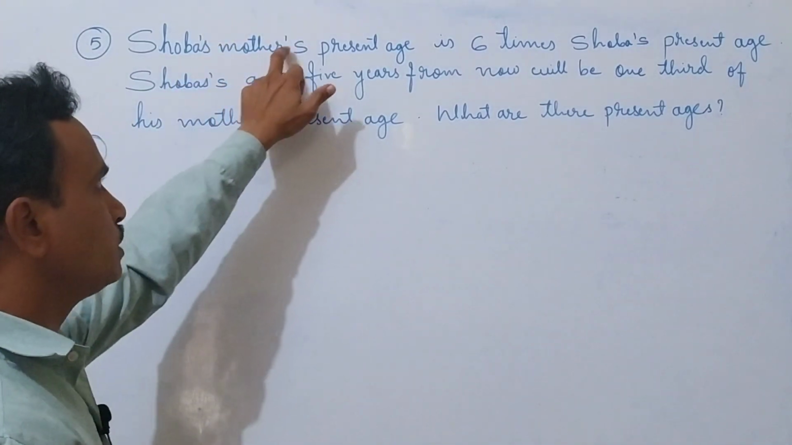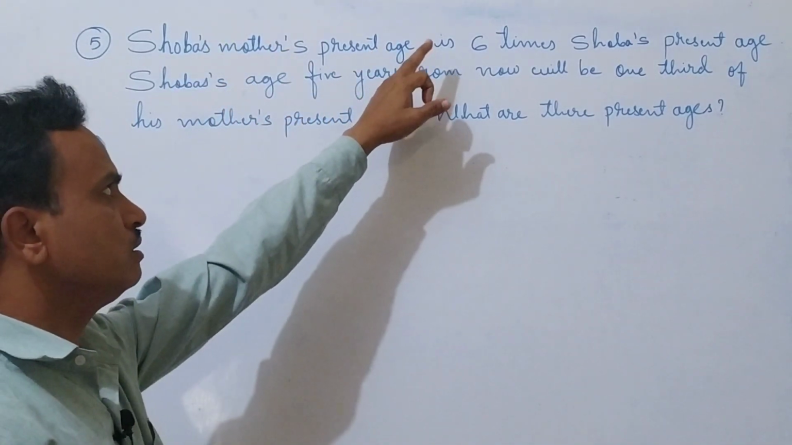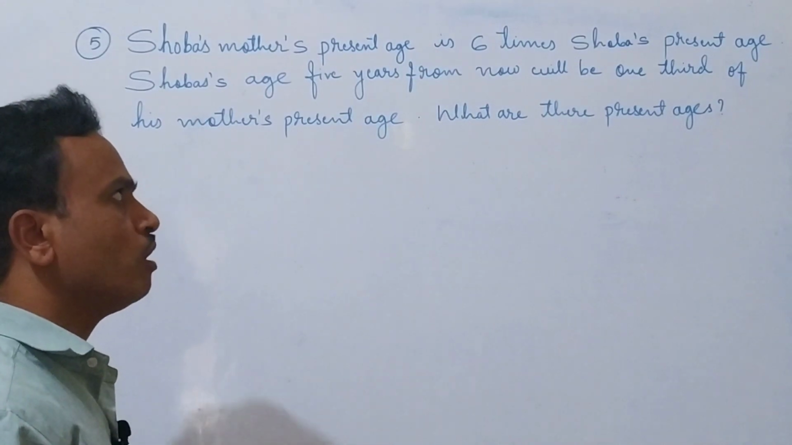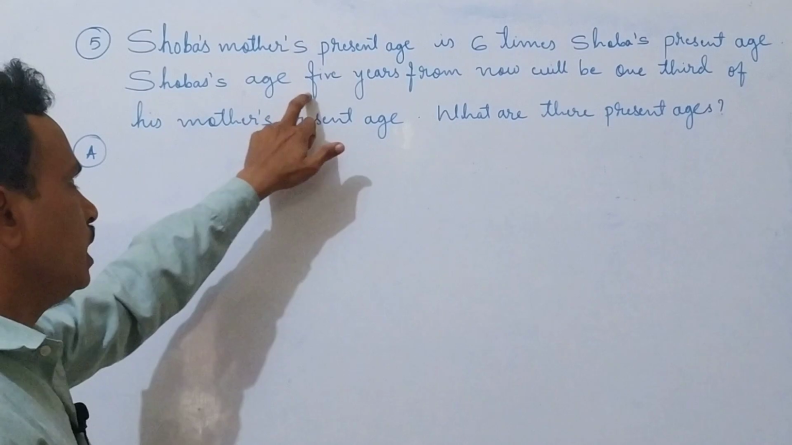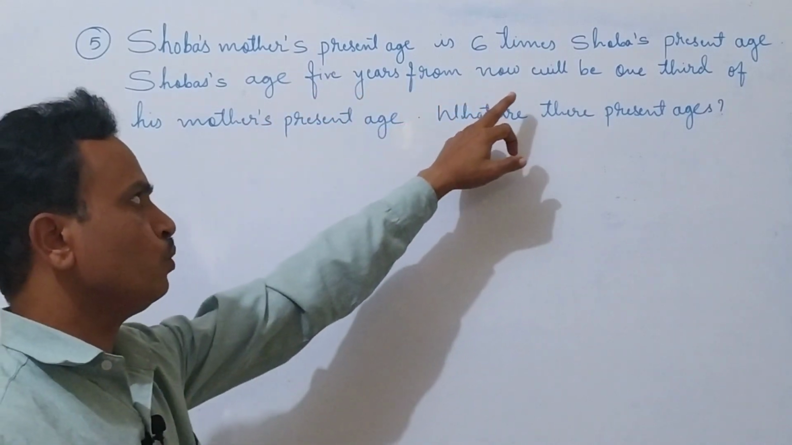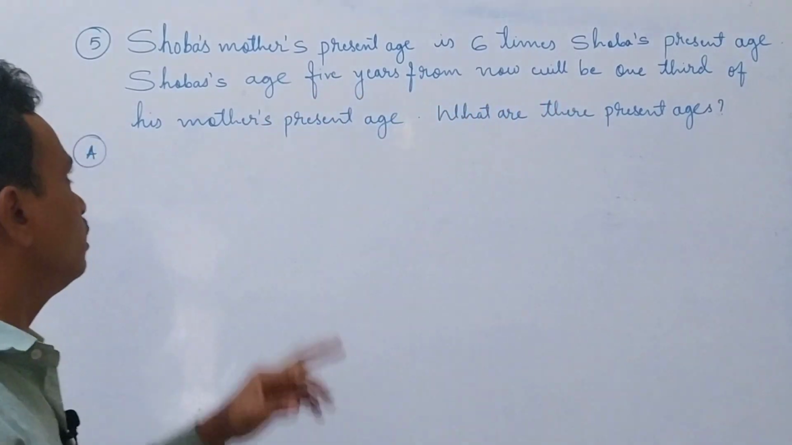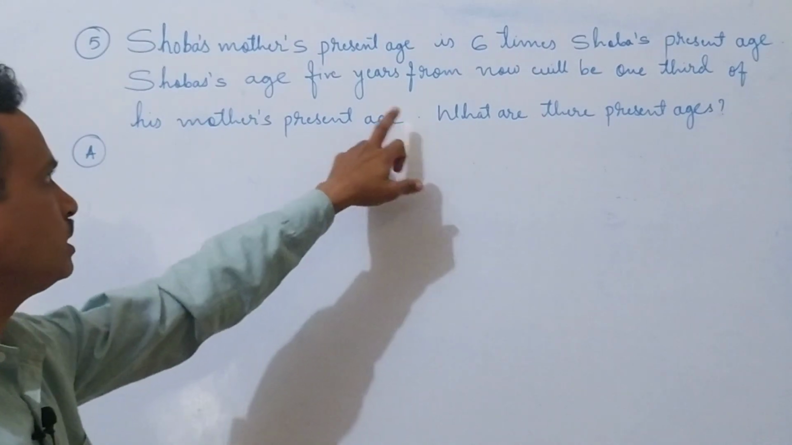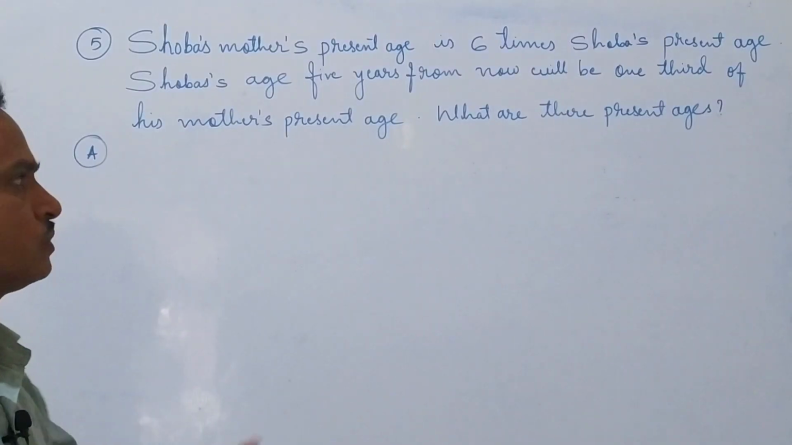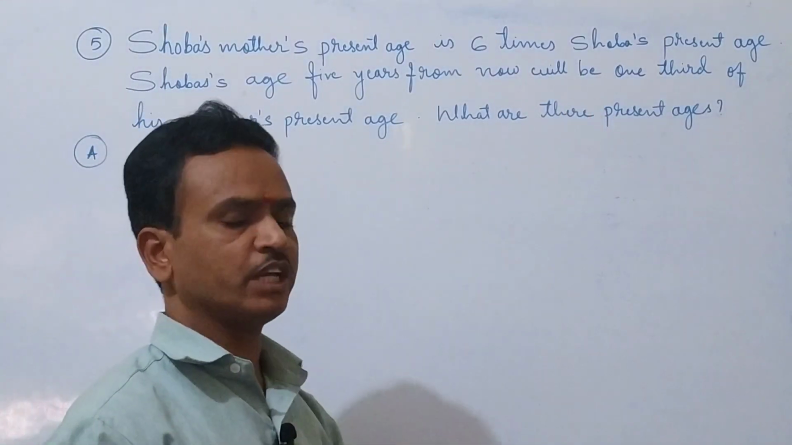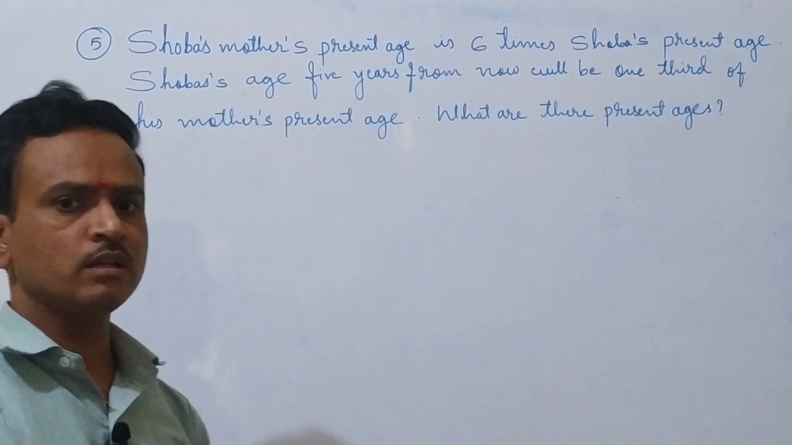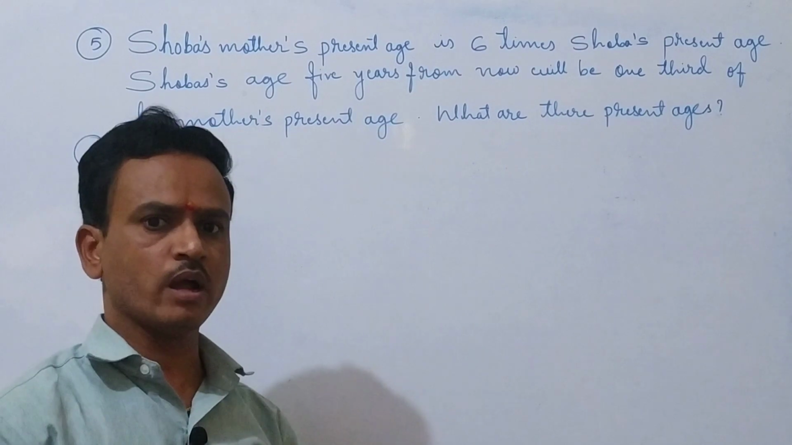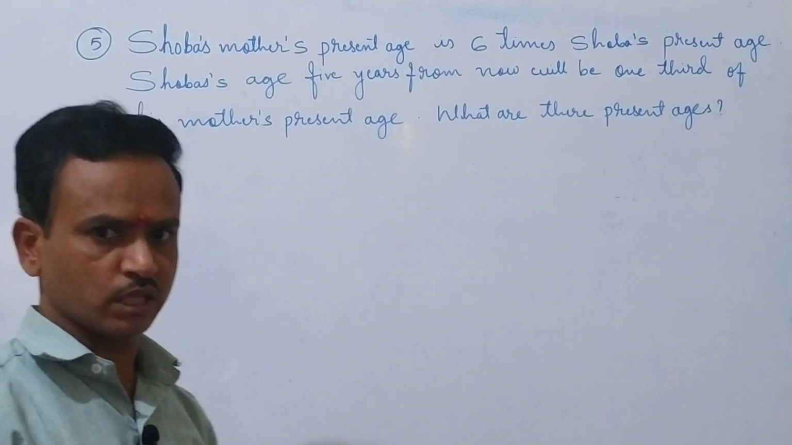Shobha's mother's present age is 6 times Shobha's present age. Shobha's age 5 years from now will be 1/3 of his mother's age. What are their present ages? According to this question, we should find the age of Shobha and the age of Shobha's mother.